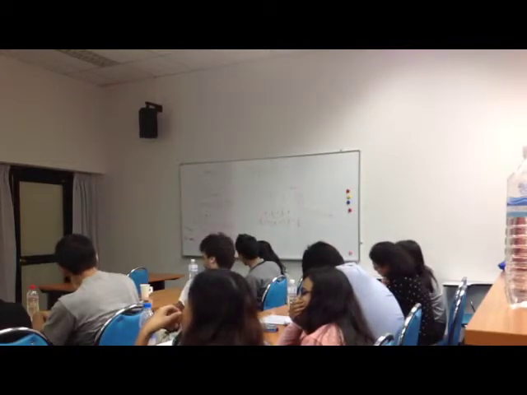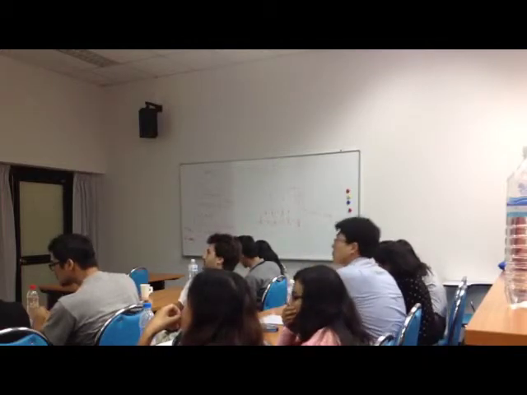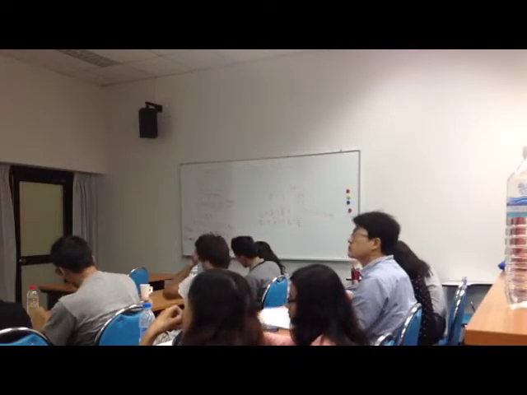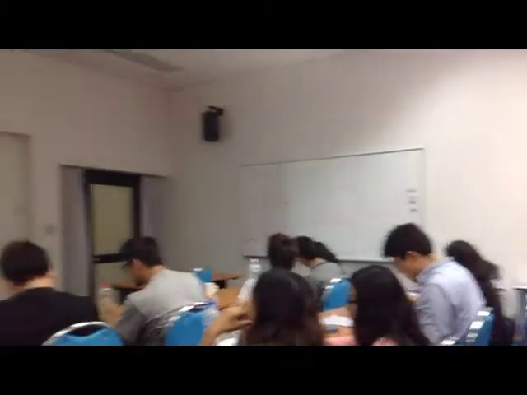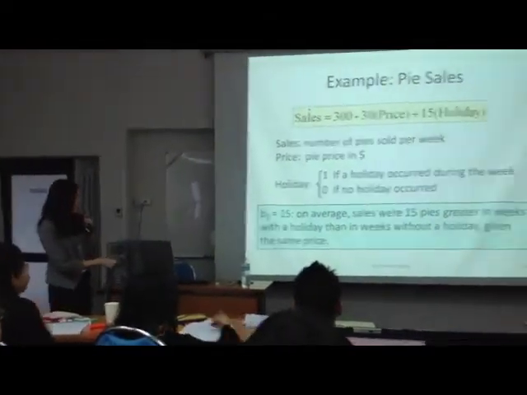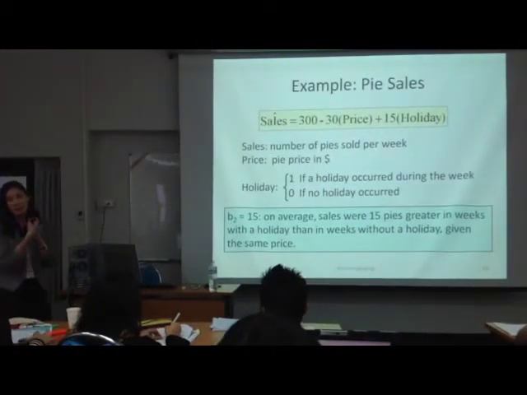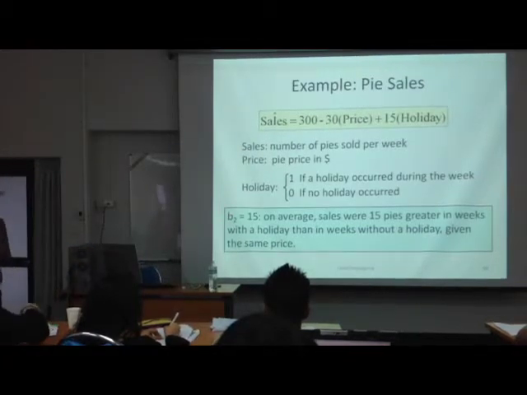So how to interpret the regression coefficient for a dummy variable? Here suppose that b2 is 15. We can interpret that on average, sales were 15 times greater in weeks with a holiday than in weeks without a holiday, given the same price. Okay, this is how you interpret the regression coefficient for a dummy variable.